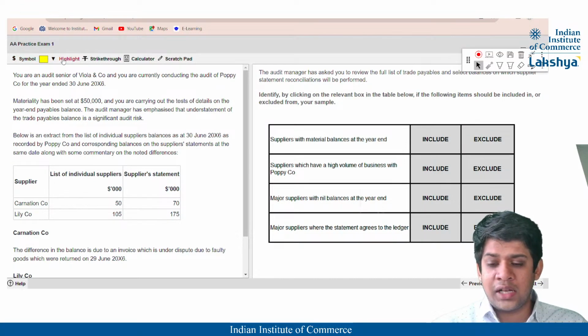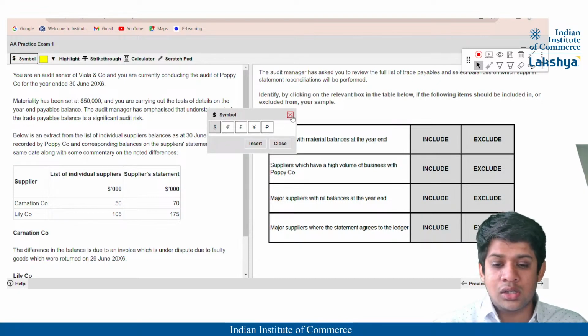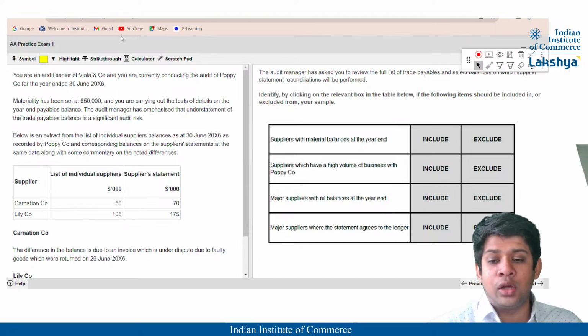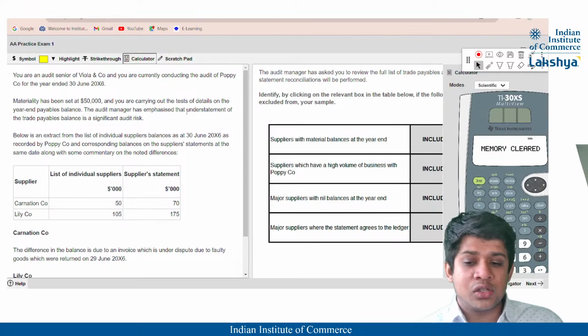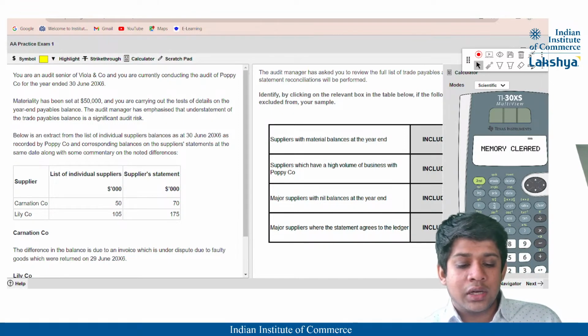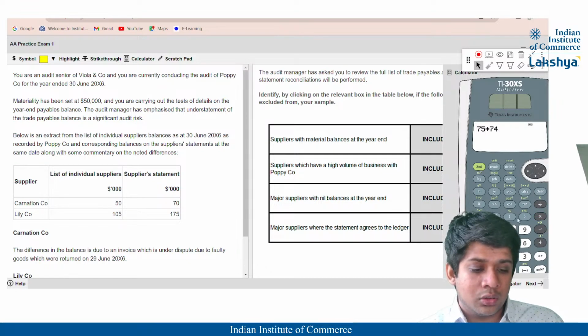See, here you have different tools. Like if you want to add any symbol like dollars or pounds, you can directly add the symbol to your values. You can also apply strike through if you want. Any calculator that you want, as soon as you click on the calculator, on the right hand side it will open and you can directly just type whatever calculations you want to do, like 75 into 78.74. Okay, and just press on equal to.